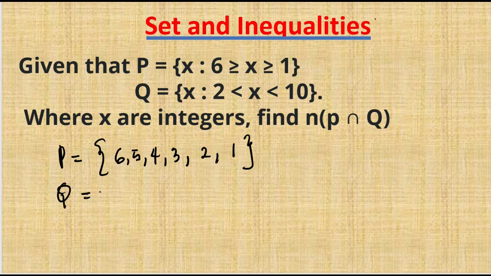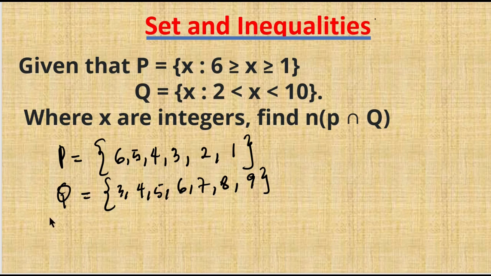Now, let's pick for Q. Q now will be equal to, now for Q, 2 is less than X and X is less than 10. Now that will be 3, 4, 5, 6, 7, 8, and 9. In this case, I have omitted both 2 and 10 because there is no equal to symbol in this case.